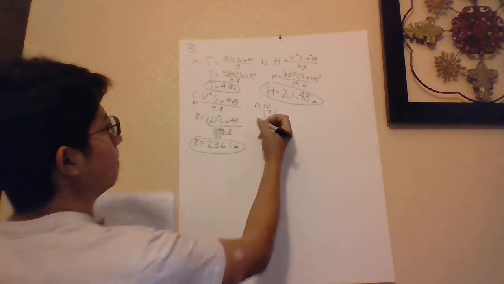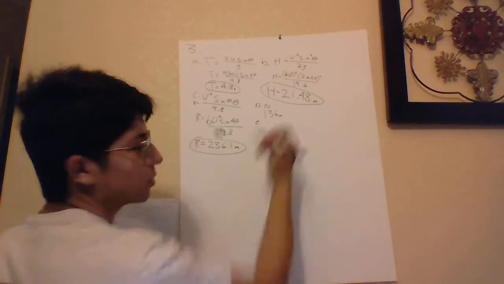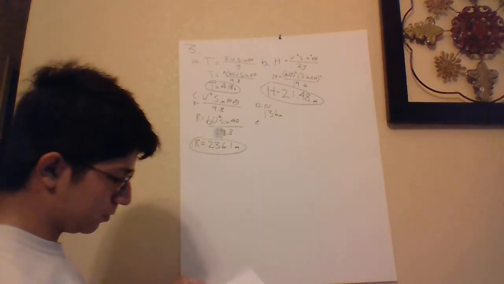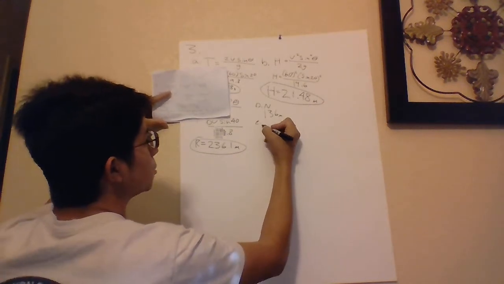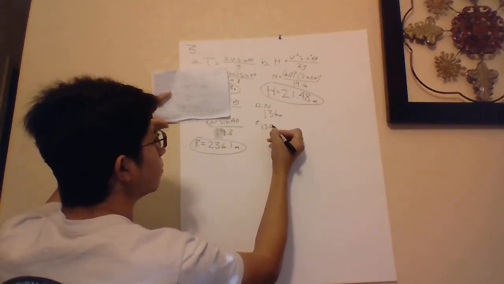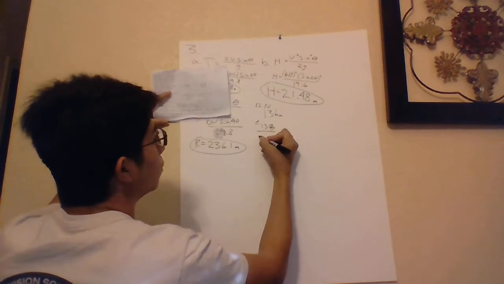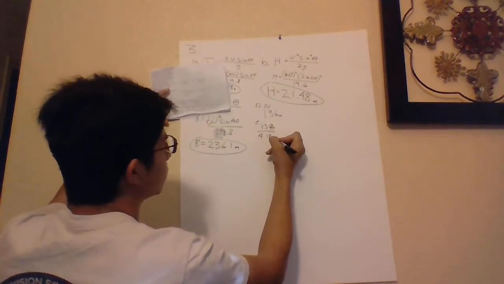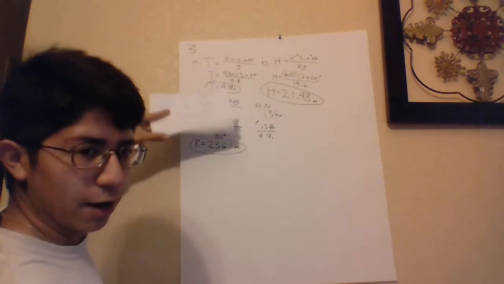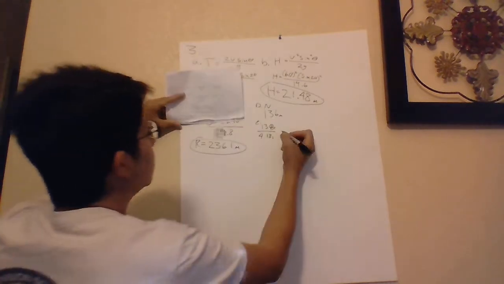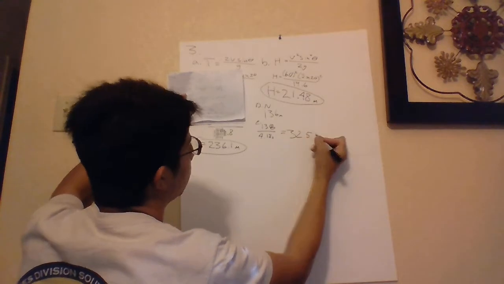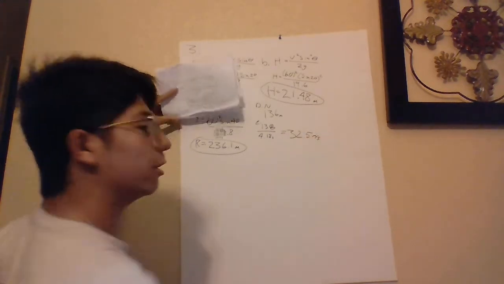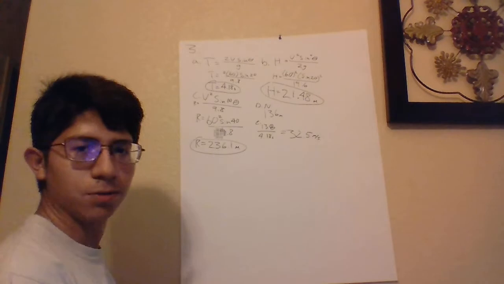And for E, the speed that he has to run, I simply got distance over time: 136 meters over 4.18 seconds, because that is the time that the ball is in the air. That equals 32.5 meters per second, which is very fast. He will not get the ball.